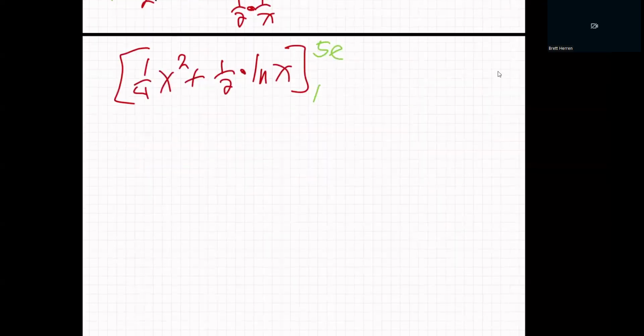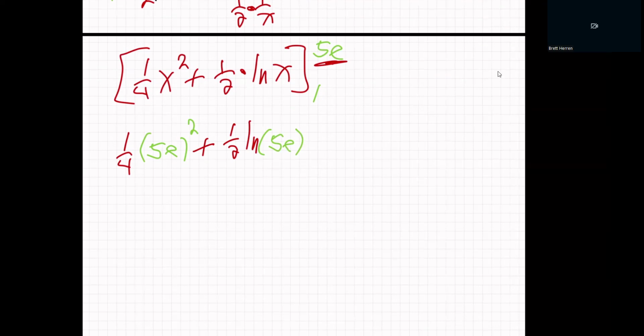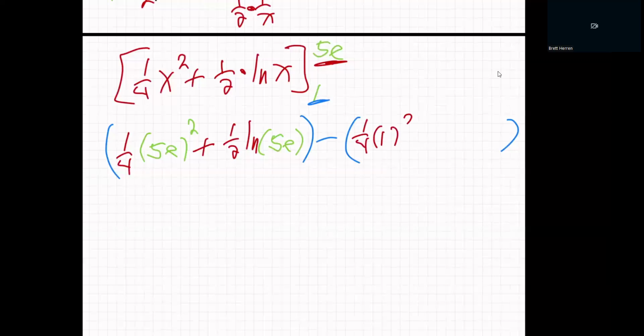Let's plug in. So we're going to go, okay, 1/4, start with the 5e. Now we're going to go 5e squared plus a half natural log of 5e. All right, all that minus, and now we're gonna plug in the 1. So a fourth 1 squared plus a half natural log 1. So remember, plug in 5e in both cases, then plug in 1 in both cases. Okay, so what do we get here?